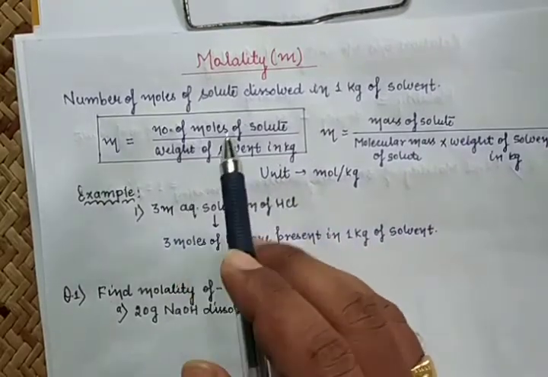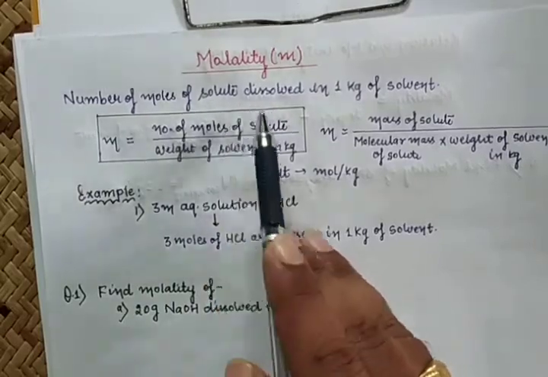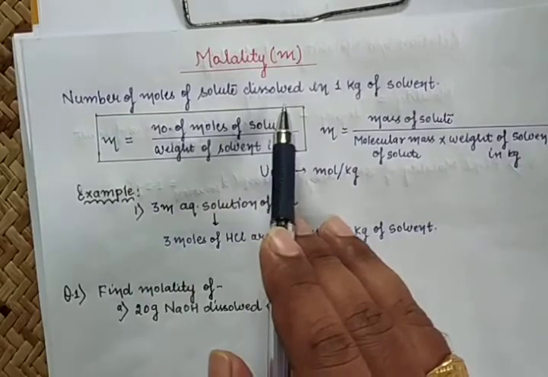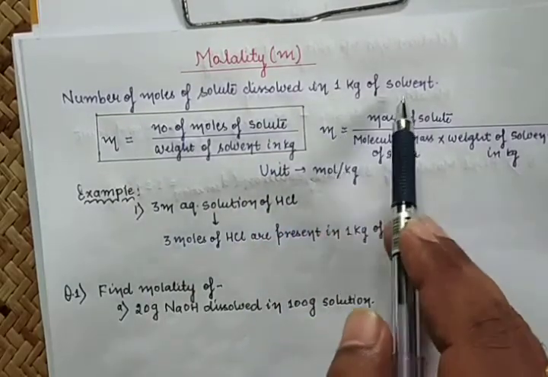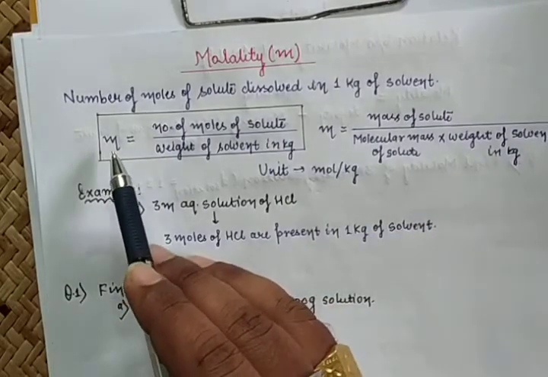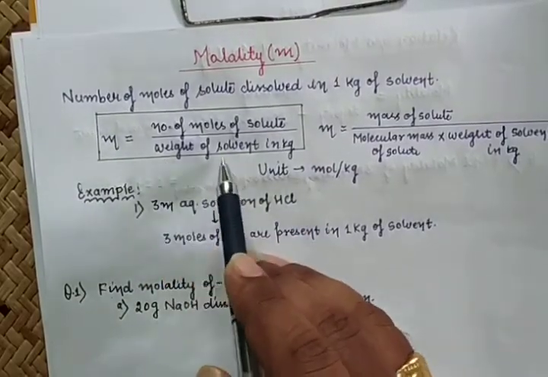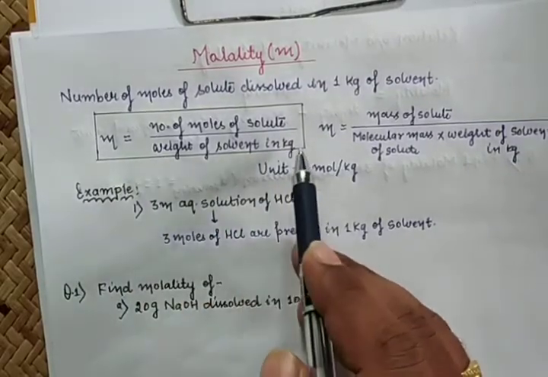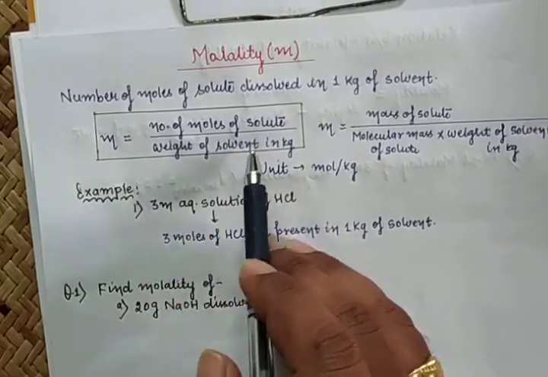Okay, now the same type of definition, with a small change. Molality is the number of moles of solute dissolved in 1 kg of solvent, but molarity is the number of moles of solute dissolved in 1 liter of solution. Here the difference is 1 kg of solvent. It is represented by small m. The simple formula is number of moles of solute divided by weight of solvent in kg, but in molarity it is volume of solution in liter.